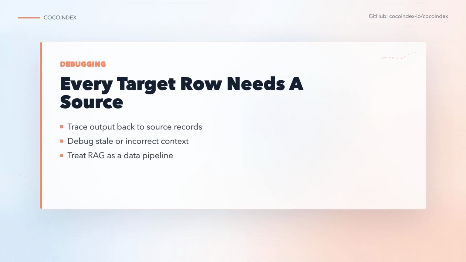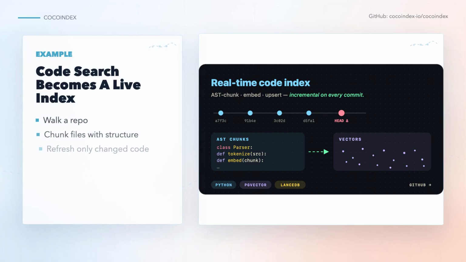Lineage matters when an answer is wrong. A bad answer from an agent is not always a model problem. It may come from stale source data, a broken parser, a bad chunk boundary, or a target row that no longer matches the source. CocoIndex keeps source-to-target relationships visible so the pipeline can be debugged as a data system. It also gives teams a better way to audit why a piece of context entered the system. The CodeIndex example shows why this is useful for developer tools.